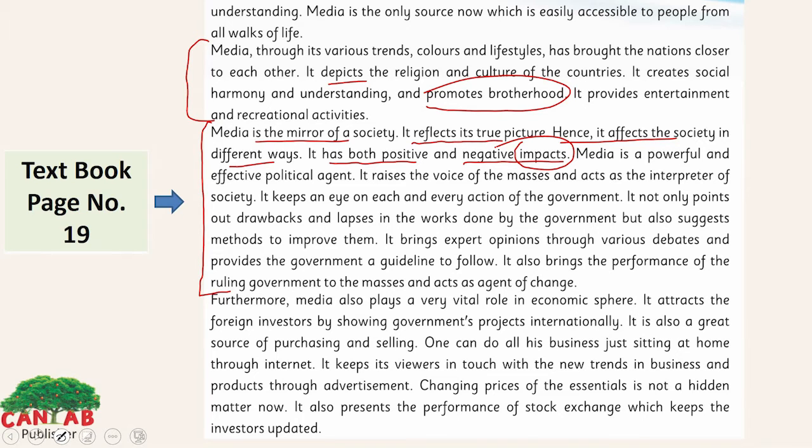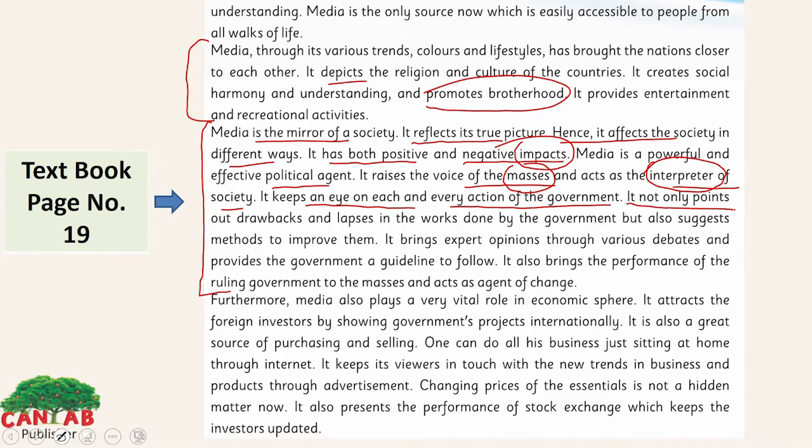Media is a powerful and effective political agent. It raises the voice of the masses. Masses कहते हैं बहुत लोगों को. And act as the interpreter of society. Interpreter बताने वाला, दिखाने वाला. It keeps an eye on each and every action of the government.